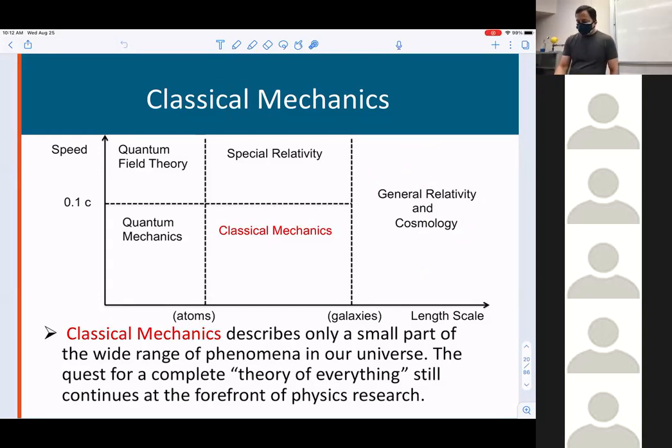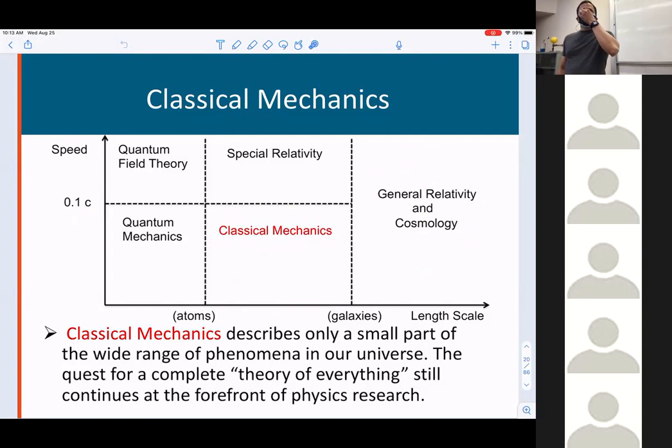And then we are studying here this sweet spot, classical mechanics, where we are dealing with macroscopic objects, and they are non-relativistic, so they're not going anywhere near the speed of light. So this is 0.1 c, where c is the speed of light. If you're dealing with things that are below 10% the speed of light, then that's non-relativistic.